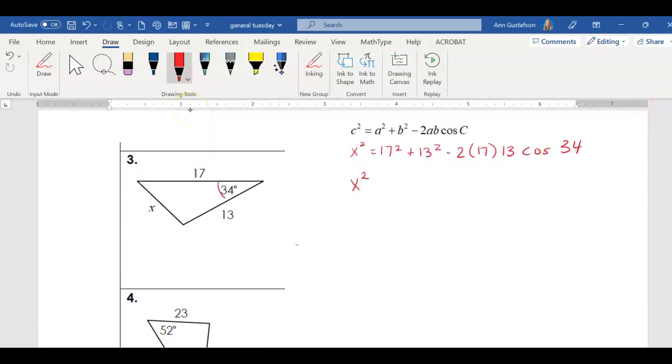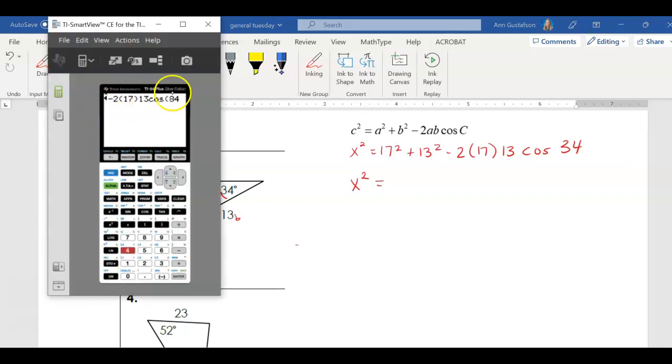The numbers you're putting in, the 34 and the x, are the big C and the little c. So big C is 34, little c is x. Then your a and b are going to be your 17 and your 13 in any order. When I plug in, I get all of my numbers on the right side, so I can just plug that in on the calculator and that number will be about 411. Oh, I think I typed something wrong here. Let me try that again.